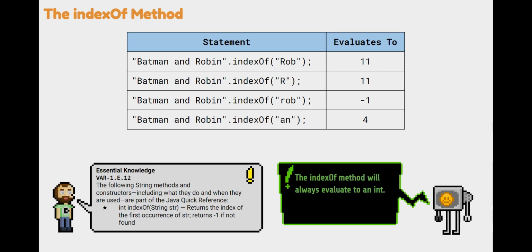The indexOf method will always evaluate to an int. That's its return type. Even if it doesn't find it, it will not error out. It will evaluate to the int of -1. This aligns with our essential knowledge that indexOf is a method from the string class.